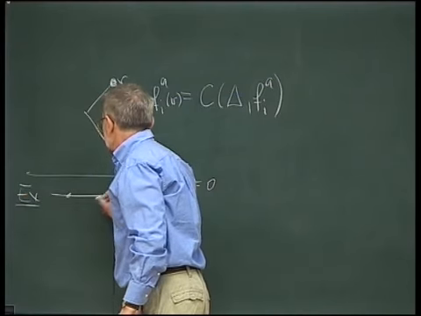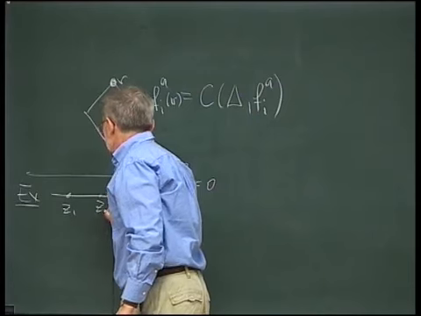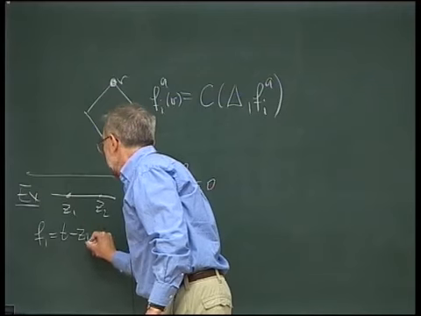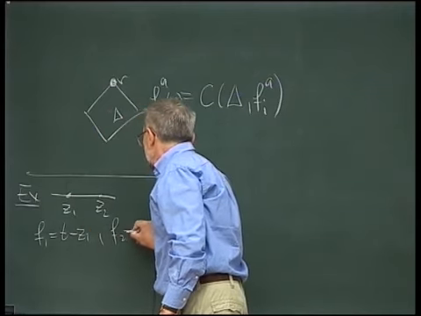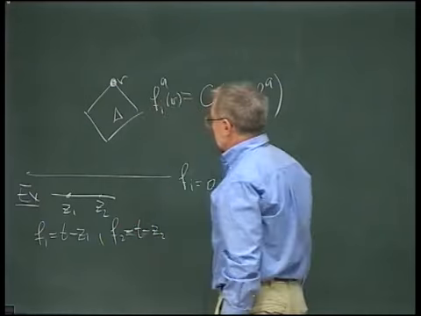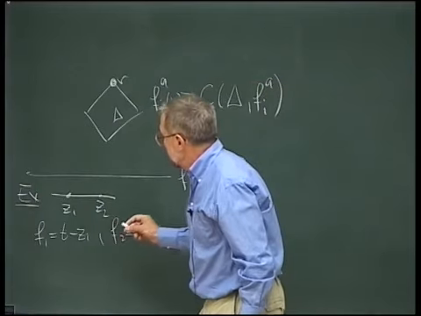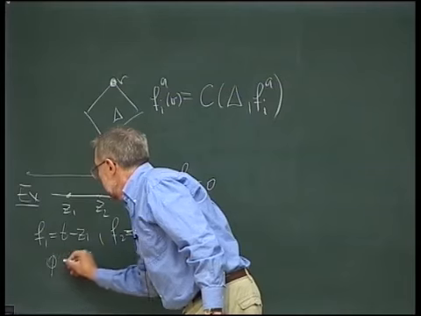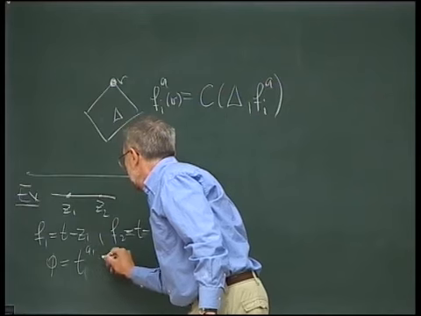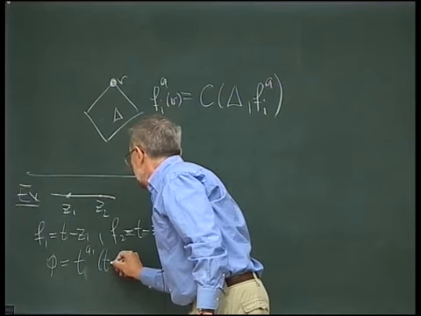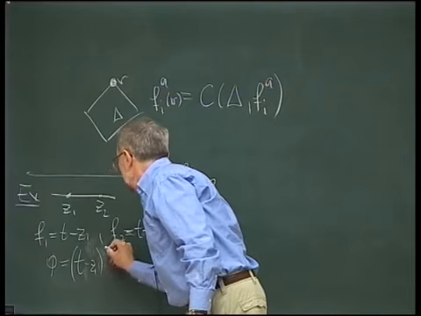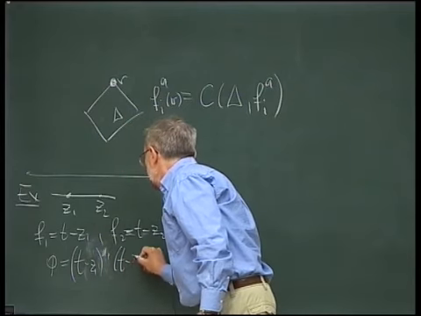So two points, z1 and z2. The two functions, f1 will be t minus z1, f2 will be t minus z2. Now the function will be t minus z1 to the power a1, t minus z2 to the power a2.